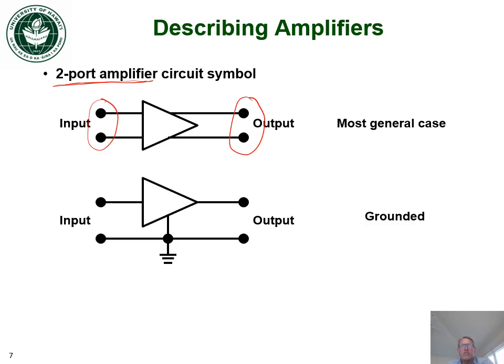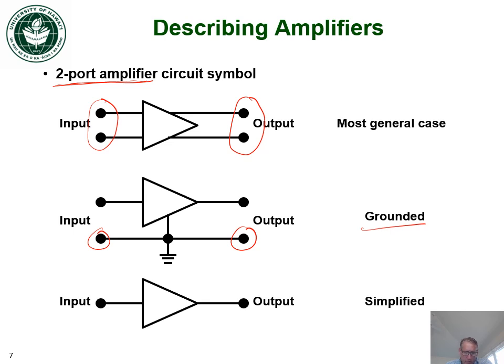An example of a simplified circuit might be grounding one of the inputs and one of the outputs. This is called a grounded model. Here we still have 2 inputs, but we ground one. And if we want to further simplify this, we can just have an amplifier with one input and one output. This is the most simplified version and lends itself to the most inaccuracy as well. So it depends on the application if we need a two-port, a grounded model, or a simplified one-port model.